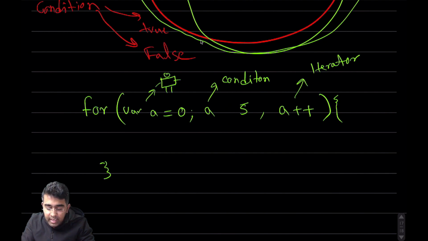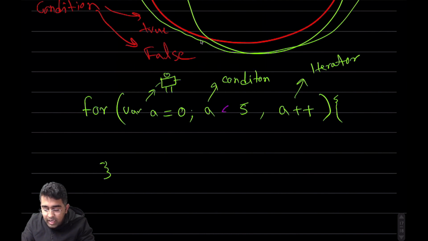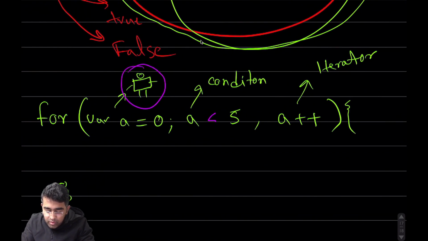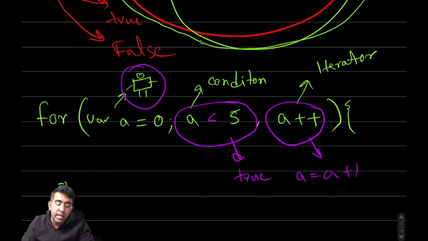So instead of using this, I am going to change it, and I'll say if a is less than 5. Now let's go and check. We got a, and then we go to the next line. We see the condition becomes true. Nice, right? And then it goes to this line, which says a is equal to a plus 1. We've already seen increment and decrement operators, so we know we added 1 to the value of a.